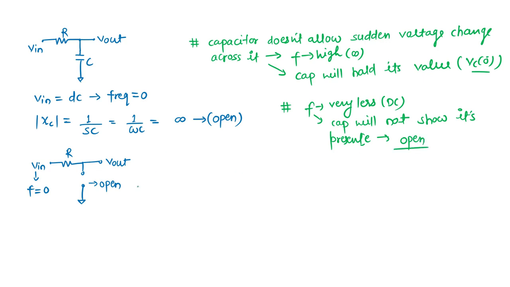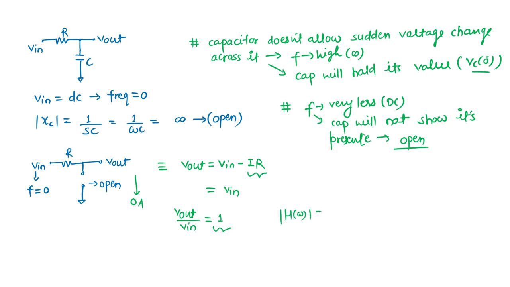So if I am opening this, an open network always has current equal to 0. So what is the output? Output is nothing but input minus this current times R. Current is 0, so this term is 0. So input is equal to output. If input is equal to output, then V out by V in is 1. That we already have seen from the transfer function itself.